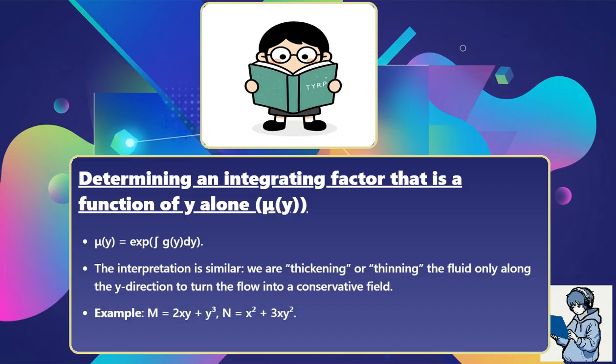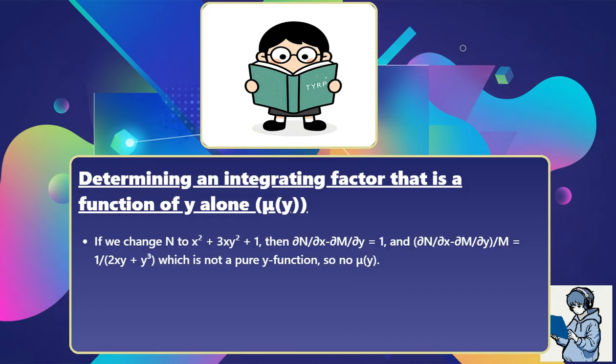Example: M equals 2xy plus y cubed, N equals x squared plus 3xy squared. Compute partial M over y equals 2x plus 3y squared. Partial N over x equals 2x plus 3y squared, exact. If we change N to x squared plus 3xy squared plus 1, then partial N over x minus partial M over y equals 1, and partial N over x minus partial M over y, divided by M, equals 1 over 2xy plus y cubed, which is not a pure y function, so no mu of y.